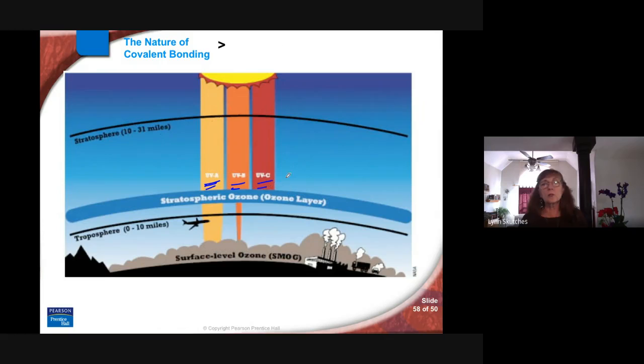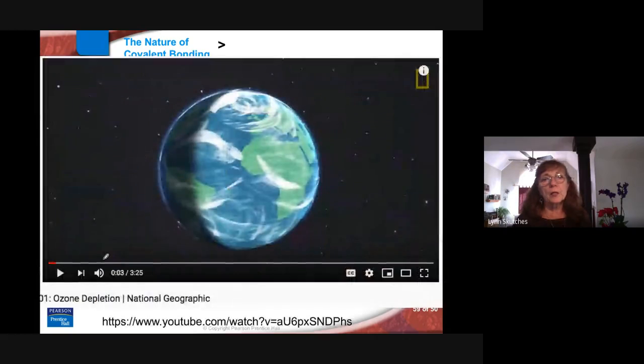UVA has the longest wavelength, UVB is in the middle, and UVC is the shortest segment of the ultraviolet portion of the spectrum. UVC is completely blocked by ozone, if it's there, if there isn't a hole. UVB is mostly blocked, and most of UVA will get through. It's closest to the same length as visible light. If we have a hole in the ozone layer, that is a problem because that ultraviolet light gets down and can cause damage to your DNA. It's ionizing radiation. It knocks electrons off things and can lead to skin cancers.